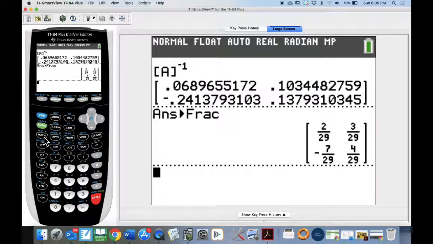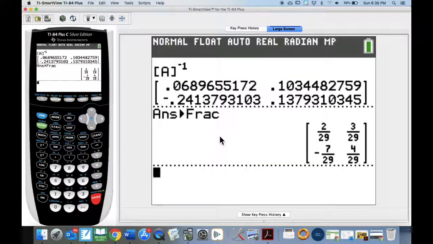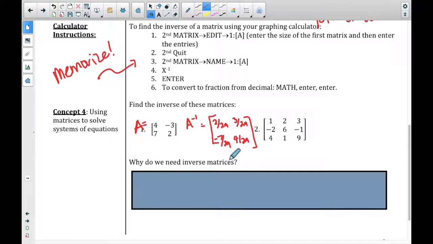So let's go ahead and write that down on our paper. Okay, remember I said I labeled this one A, so I'm going to put a note there to myself that this is A. And then A to the negative first, that means the inverse of A. And so I'm going to enter these values, 2 over 29, 3 over 29, negative 7 over 29, and 4 over 29. So that is the inverse of matrix A. What that means is, and why this is helpful, is if I multiplied matrix A times the inverse of matrix A, I would get the identity matrix.